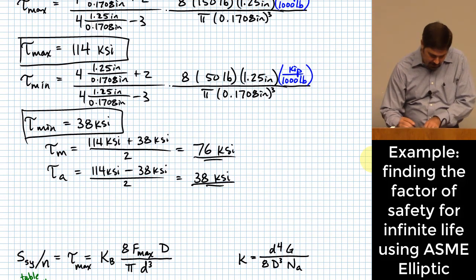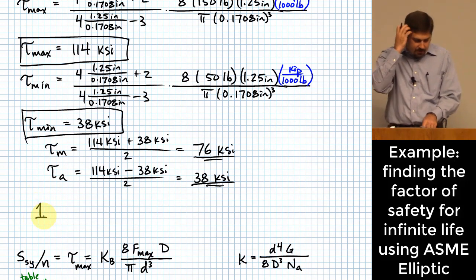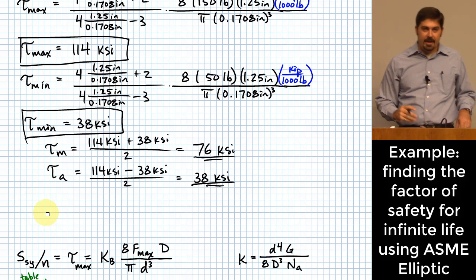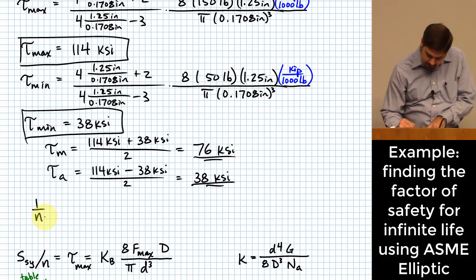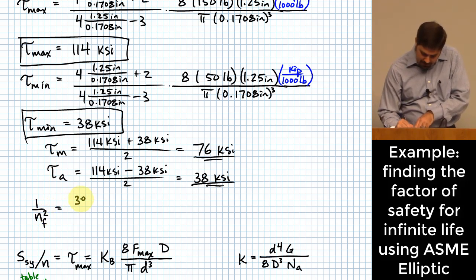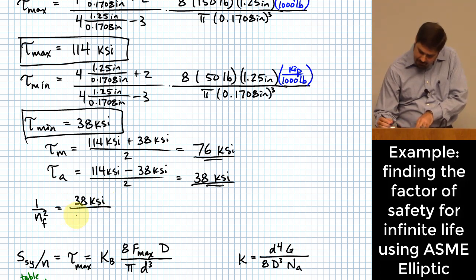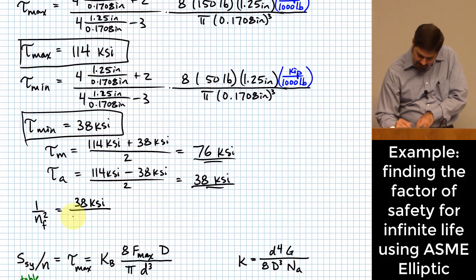So what we'll do is say 1 being my factor of safety. I'll tell you what, rather than just setting it equal to 1 and checking whether this is greater than or not, we actually can calculate a factor of safety here. Okay, fatigue factor of safety. And this is going to be equal to 38 KSI as my alternating stress over my endurance limit. The endurance limit that I had said a second ago was 69.75 KSI.